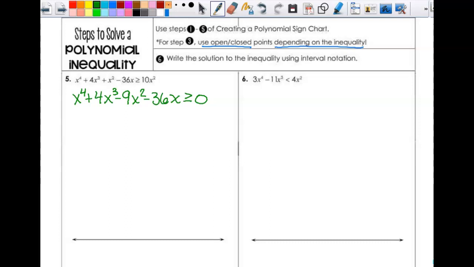Then I need to factor it. Is there a GCF? Yes, you always ask yourself that question first, because some of you don't do that, and then you make your life really hard. So x times x cubed plus 4x squared minus 9x minus 36 is greater than or equal to 0.